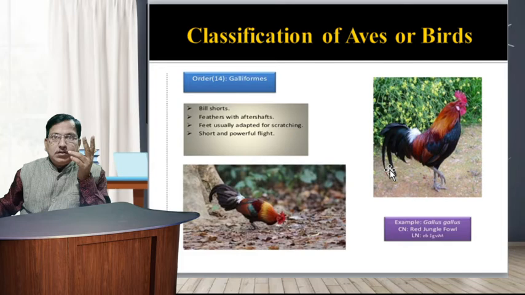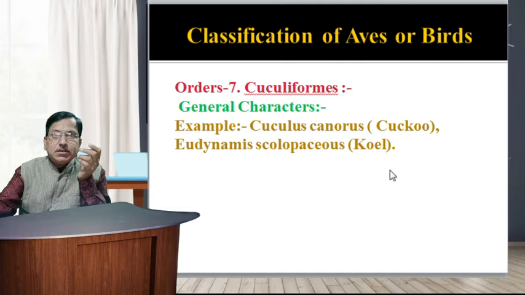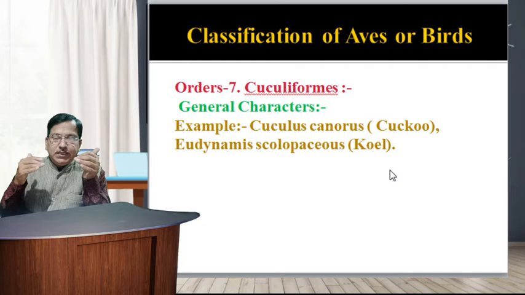Next, order 7 is Cuculiformes. Its general character includes cuckoos. The females usually lay eggs in the nests of other birds. Only some species make their own nest. Example, the koel.